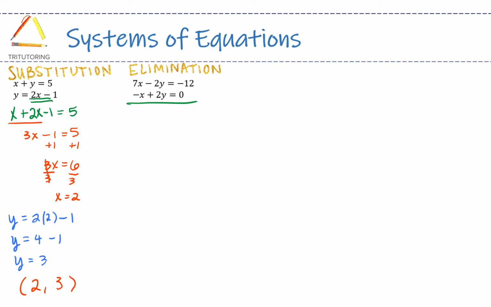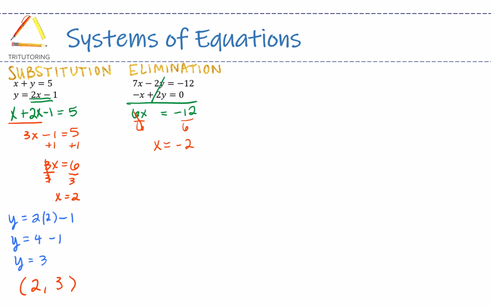Adding the two lines together, 7x minus 1x is 6x. Negative 2y plus 2y will cancel out. Negative 12 plus 0 is negative 12. This leaves me with an equation in just one variable. Now I just need to isolate the x. Dividing by 6 on both sides gets x by itself, and negative 12 divided by 6 is negative 2.